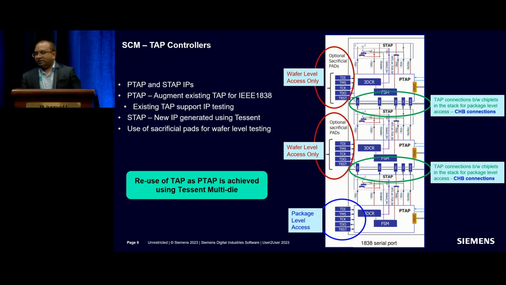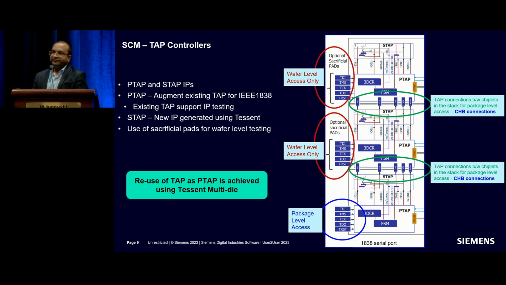So let's talk about the first part, which is the SCM, the tap controller. This picture is kind of busy, but I want you to focus on the ovals, the red, green, and the blue. Let's start with the red ovals. There are 3 dies stacked on top of each other. And the red ovals are basically where we need to be able to do the wafer level testing. And to do the wafer level testing, we need to have access to the tap controller.